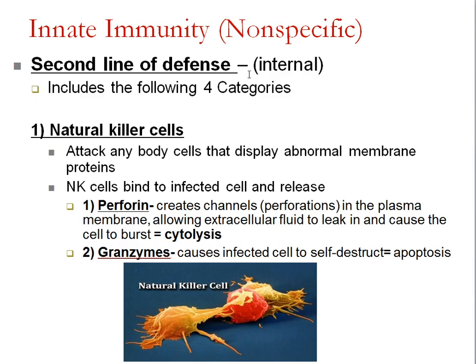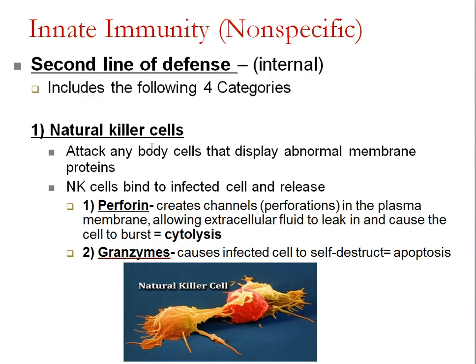The second line of defense of innate immunity. So the first line of defense was your skin and your mucous membranes. Our second line of defense now is internal, but this is still non-specific innate immunity. So if something gets past your skin or mucous membranes and triggers your second line of defense in innate immunity, it's still going to react the same way to everything else.